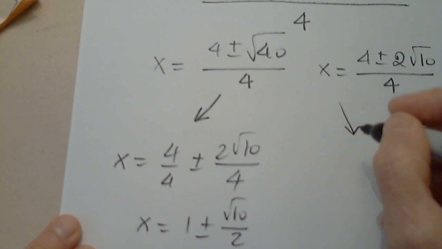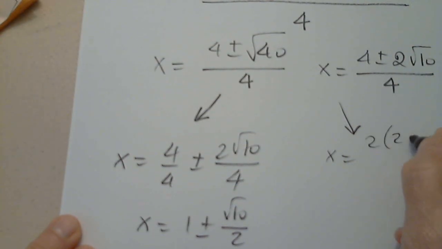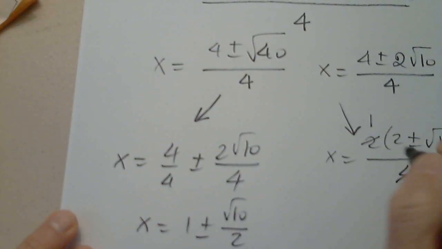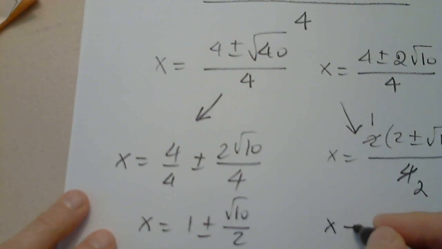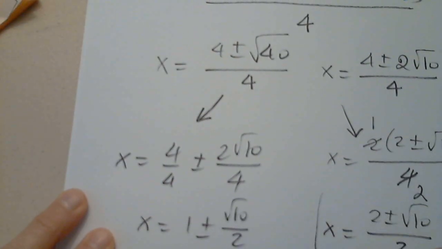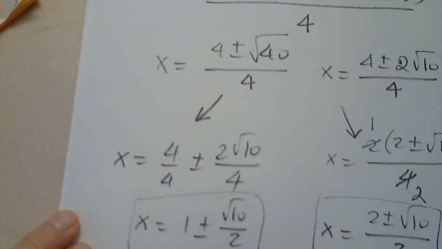Or the other option is you factor out 2. And we get 2 plus or minus the square root of 10 over 4. And we can simplify now. And the answer is the same. This is condensed and this is separated, but they are identical. That's all about the quadratic formula.